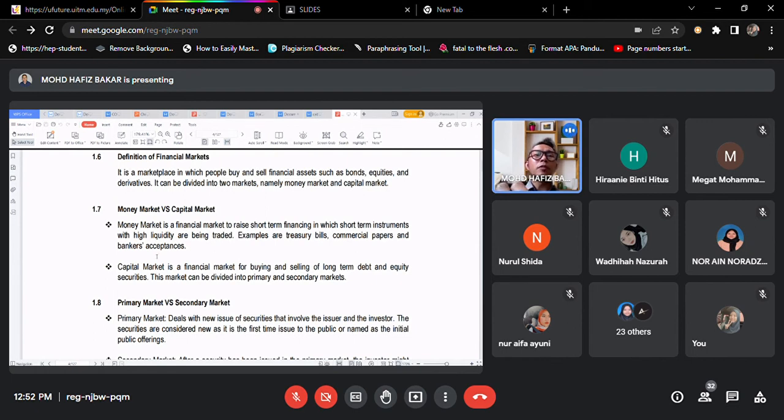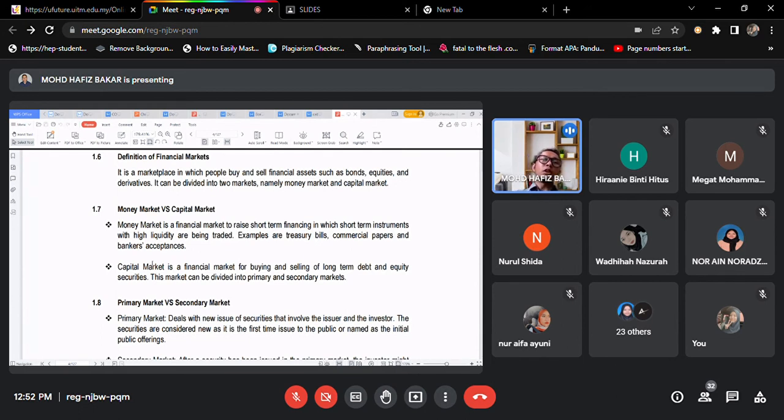Okay. In terms of capital market, it is a long term punya trading. Capital market is a financial market for buying and selling of long term debt and equity securities. This market can be divided into primary and secondary market. Okay, before we go further on this primary and secondary market, capital market is long term, more than 3 years punya investment.